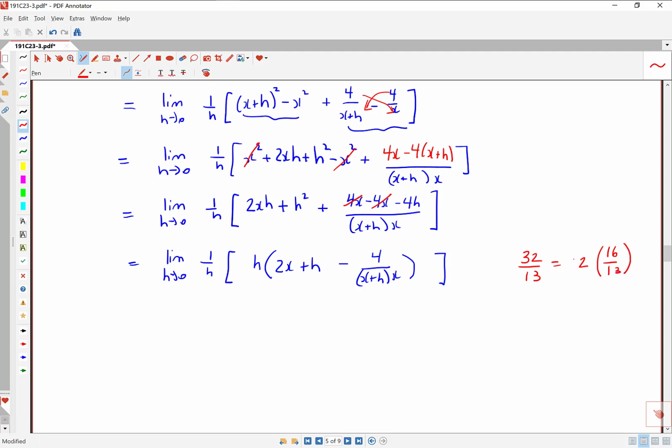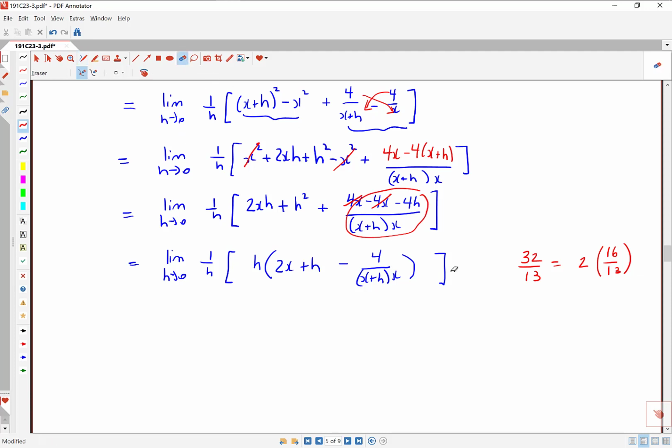So you'd say that's 2 times 16 over 13. It doesn't affect the denominator, you're just pulling it out of the numerator. And I point that out because that's really what's going on here. Pulling a factor of h out of this fraction here, we just need to pull it out of the numerator.